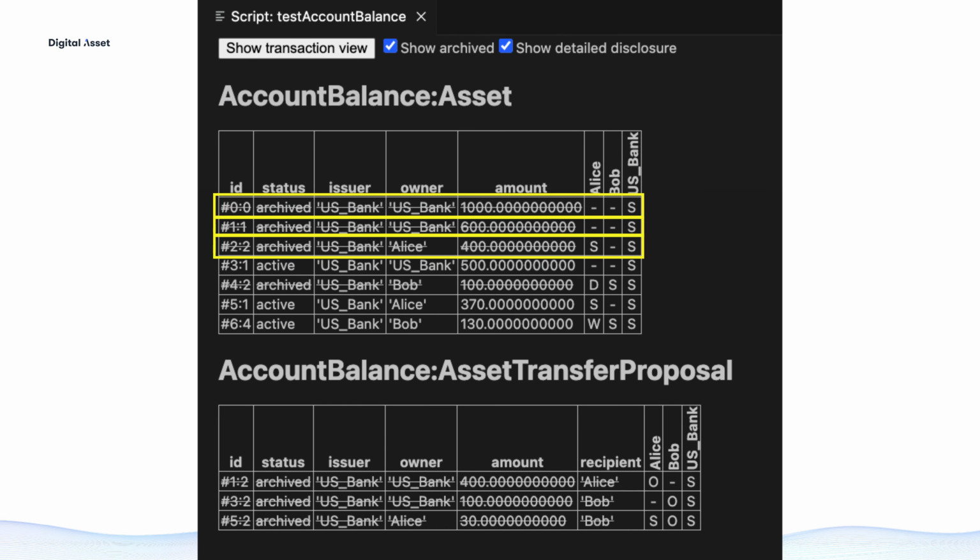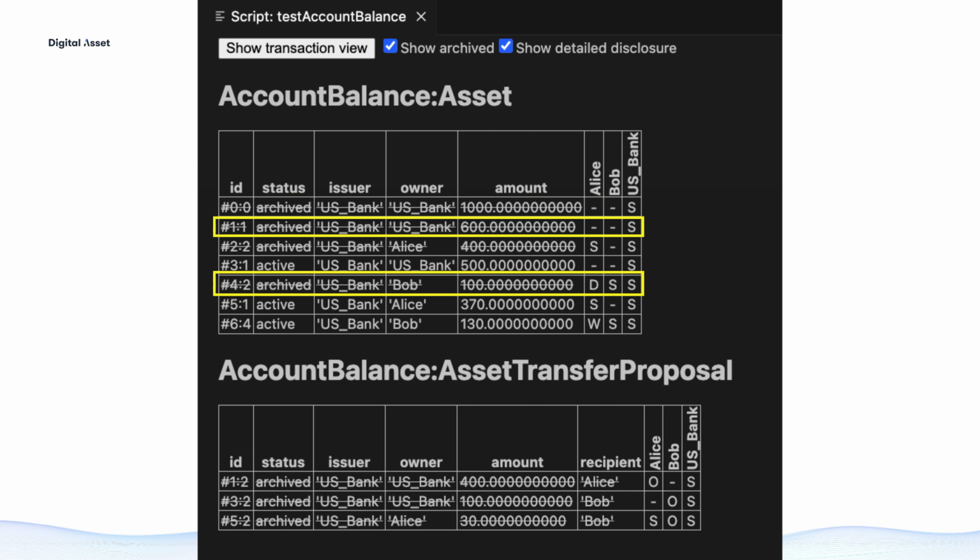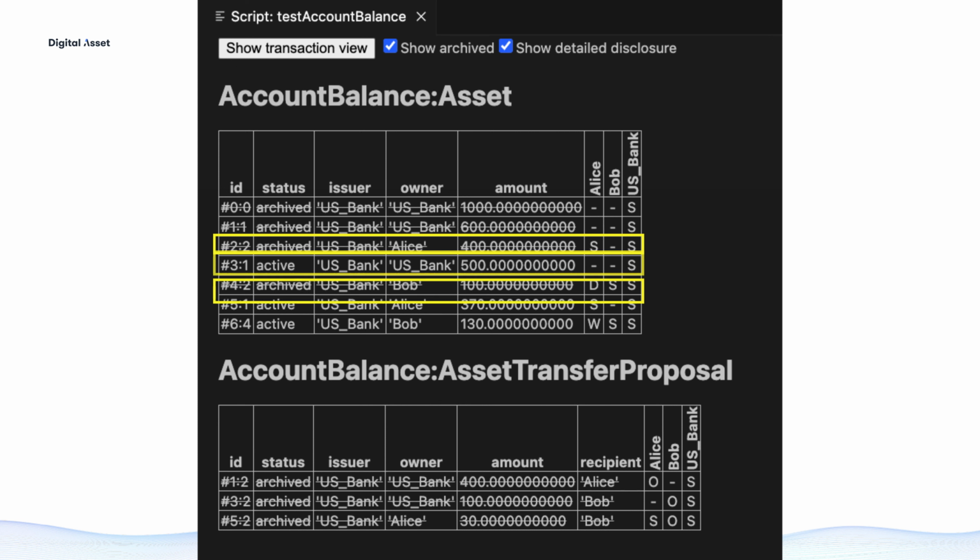In the table view, U.S. Bank issues $1,000, from which $400 is offered to Alice, creating a new $600 asset for U.S. Bank. From the remaining $600, U.S. Bank offers $100 to Bob, which he accepts. At this point, Alice has $400, U.S. Bank has $500, and Bob has $100.